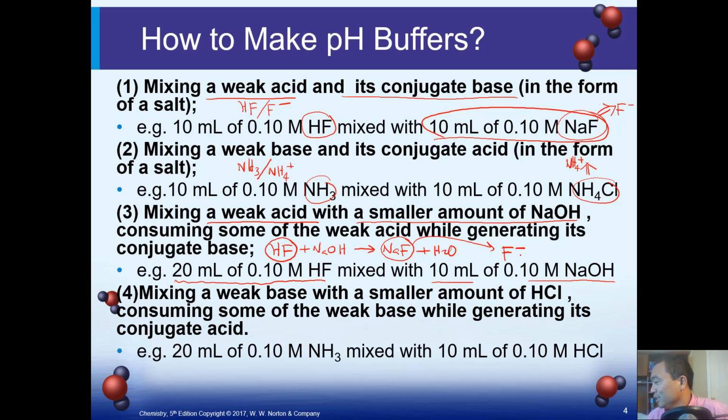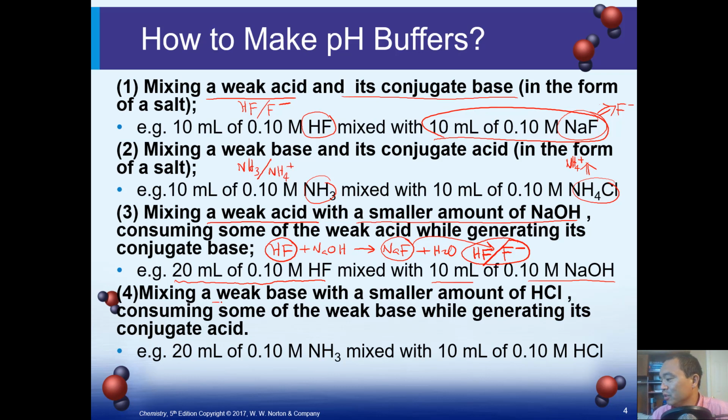Plus the original amount of hydrofluoric acid that is not consumed. So you will have the conjugate acid and base pair. This also provides a third method to make a buffer. The fourth method is very similar.